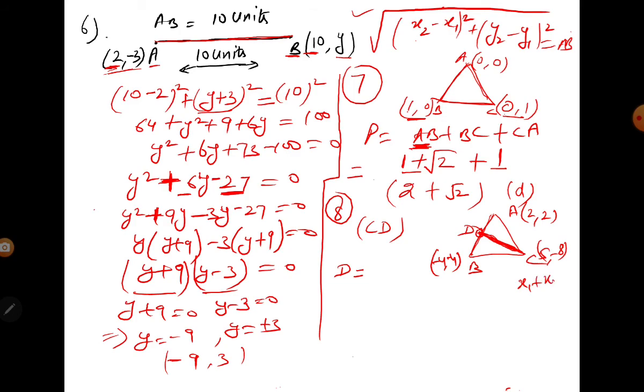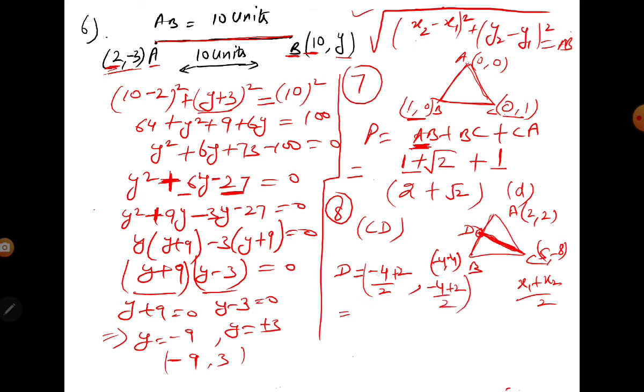x1 plus x2 upon 2. This is your midpoint formula to find the x coordinate. So here my x coordinate is (1 minus 4 plus 2) upon 2. This is my x coordinate, and my y coordinate will be again (minus 4 plus 2) upon 2. This is my D coordinates.